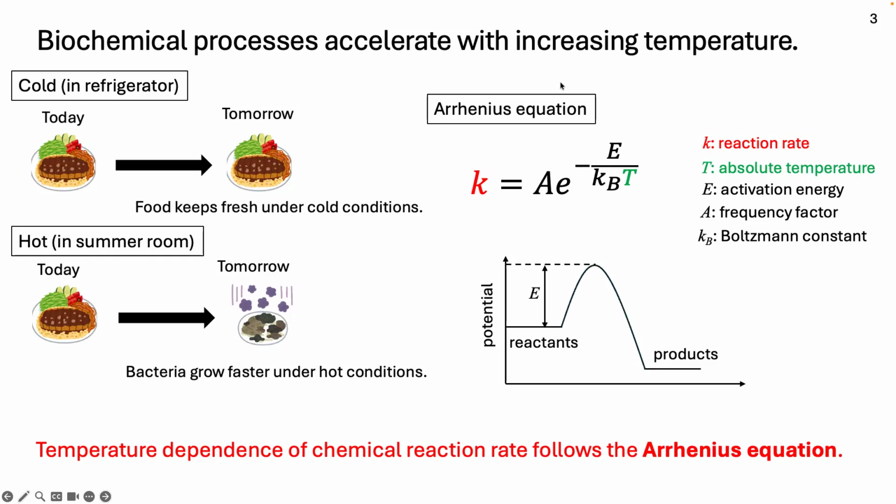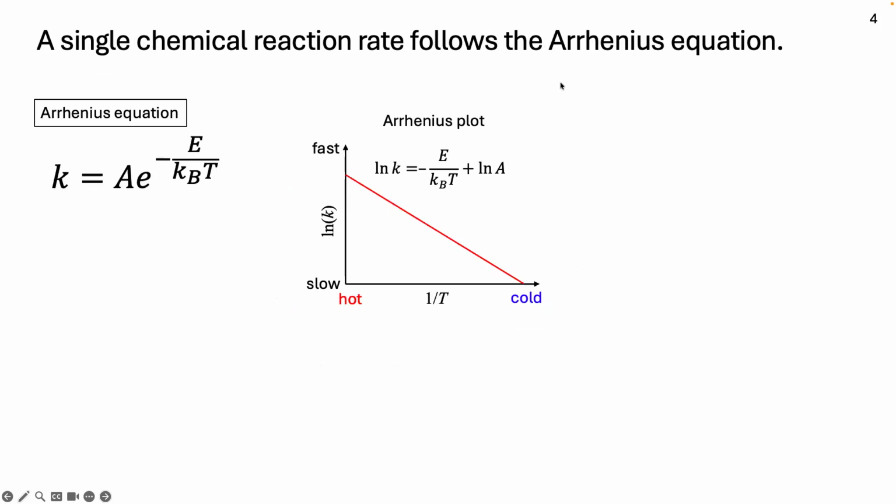This formula is derived from statistical physics. So this equation is based on theory. Theoretically, there is theoretical validation. And to understand this equation, this Arrhenius plot is very useful.